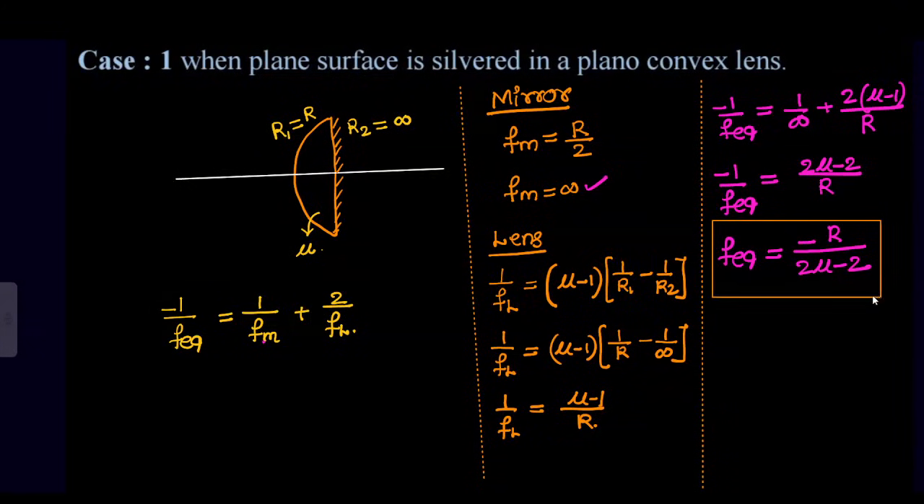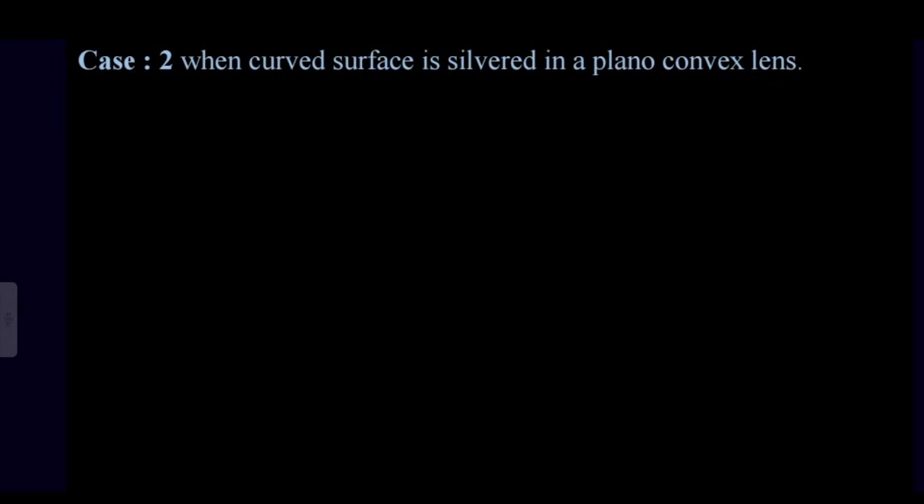of a plano convex lens when the plane surface is silvered. Now with this focal length we can use the lens formula to get the image distance. And this minus sign indicates what? Overall, the silvered lens will always behave like a concave lens. Silvered lens always behaves like a concave lens. Yes, this is the case one we have seen.